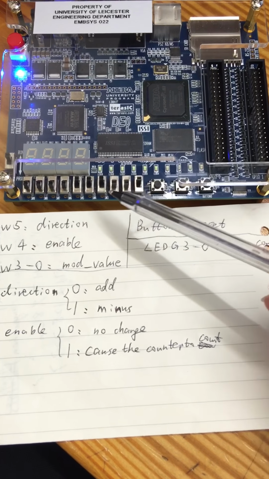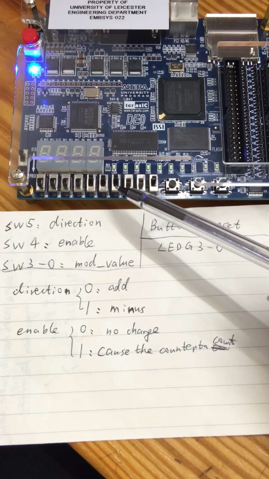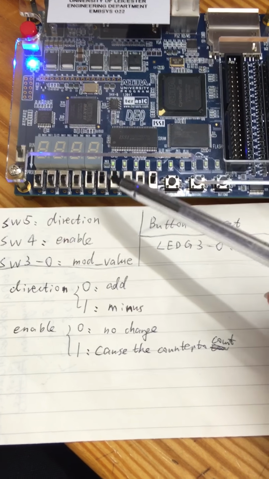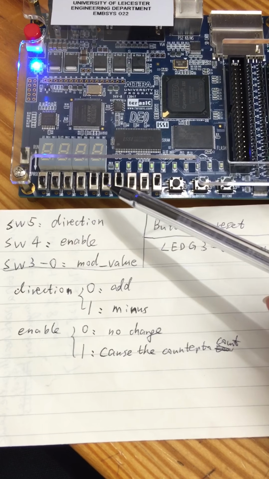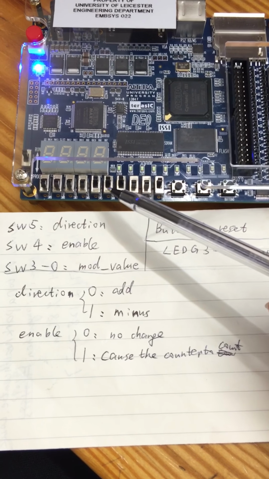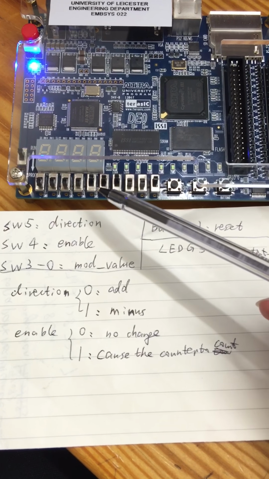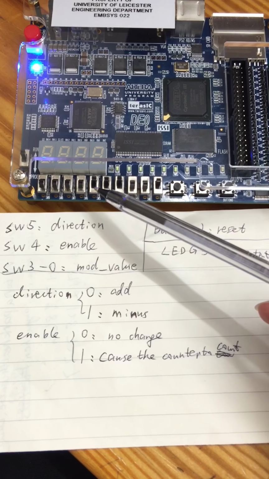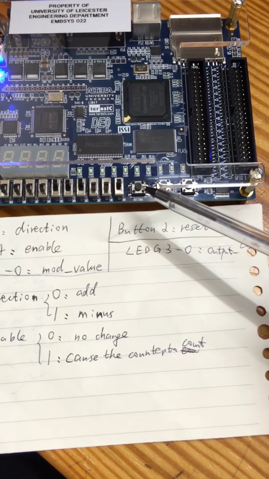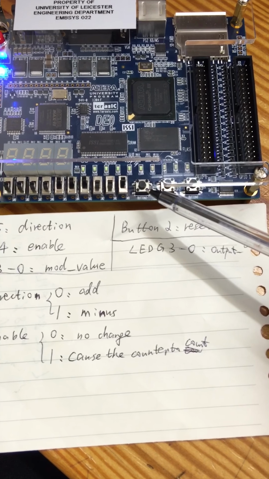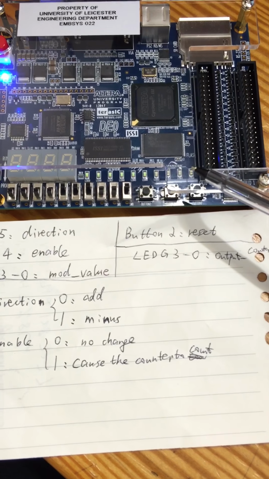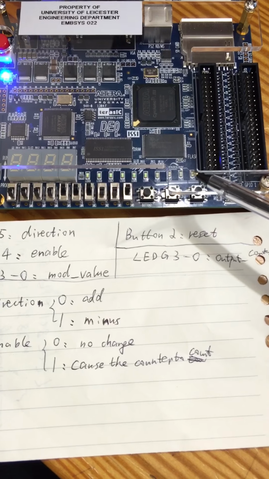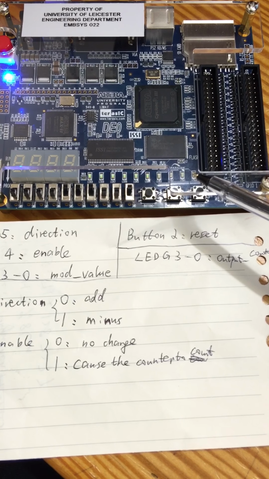Switches 0 to 3 are used to store the input mode value, and switch 4 is used to control the input enable, and switch 5 is used to control the input direction. Button 2 is used for the reset, and LEDs 3 to 0 are used to show the output of the counter.